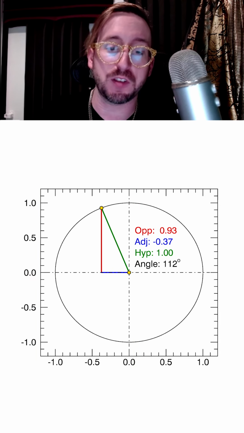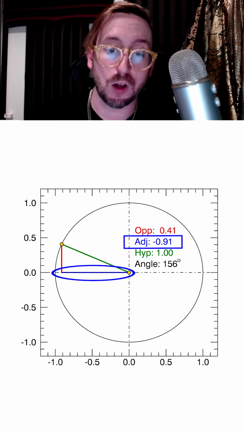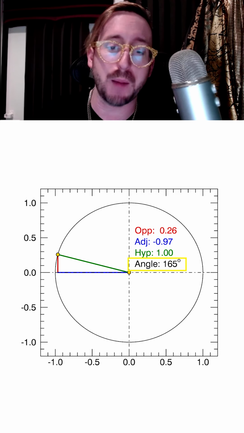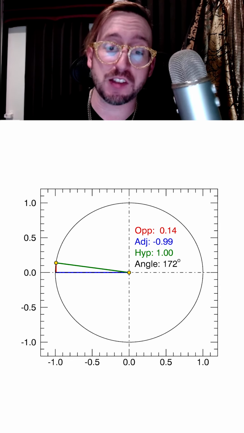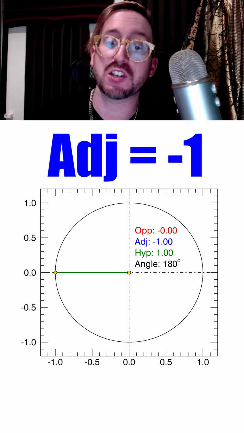Now look what happens as we increase this angle towards 180 degrees. We notice that the length of the opposite gets shorter, and the length of the adjacent gets longer. Eventually, as we get so close to 180 degrees, the opposite has become basically 0, and the length of the adjacent has become the same length as the hypotenuse, which is 1. However, because it is to the left of the y-axis, this is actually going to be minus 1.